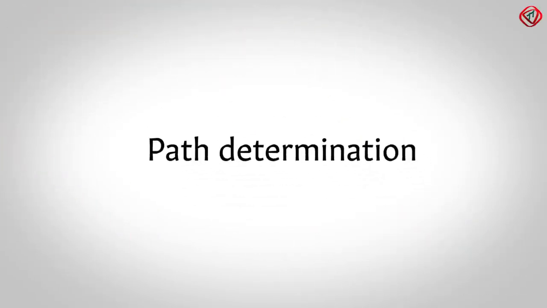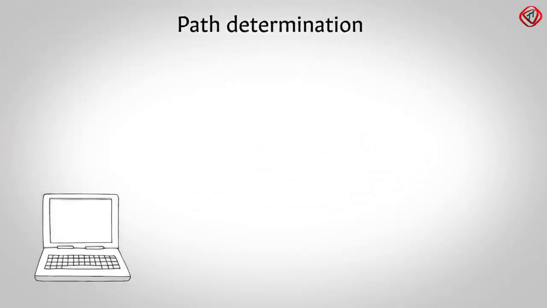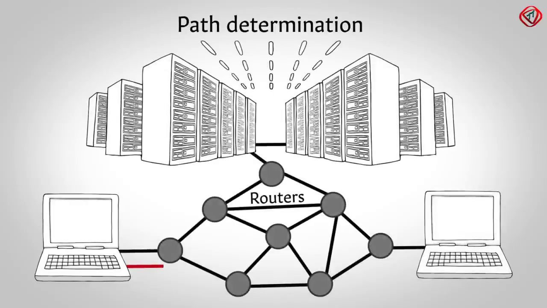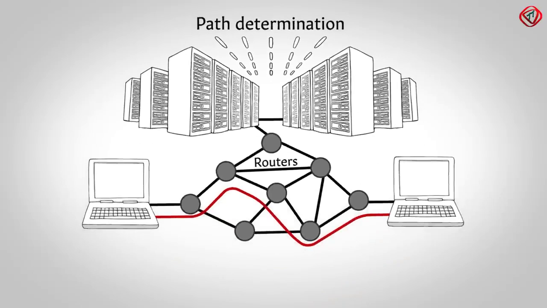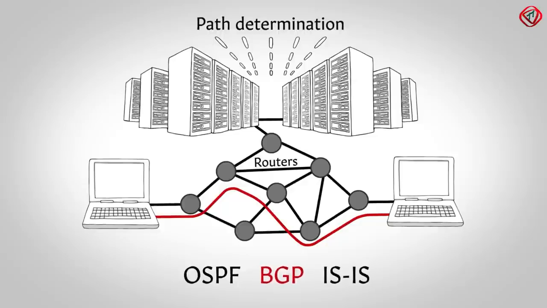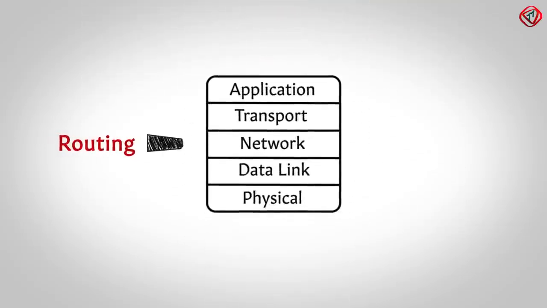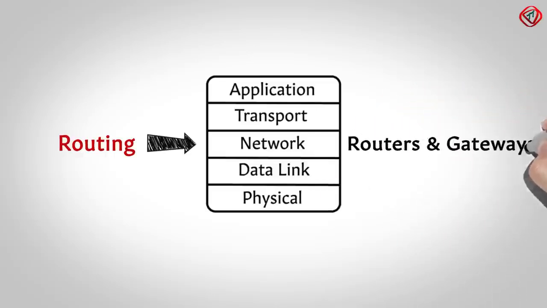Now, path determination. A computer can be connected to an internet server or a computer in several ways. Choosing the best possible path for data delivery from source to destination is called path determination. Layer 3 devices use protocols such as Open Shortest Path First, Border Gateway Protocol, and Intermediate System to Intermediate System to determine the best possible path for data delivery. Because routing takes place at the network layer or layer 3, routers and gateways are sometimes called layer 3 switches.